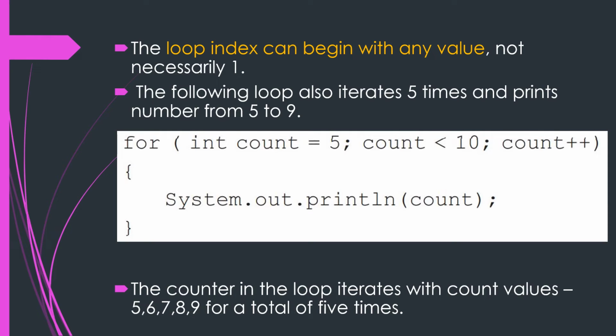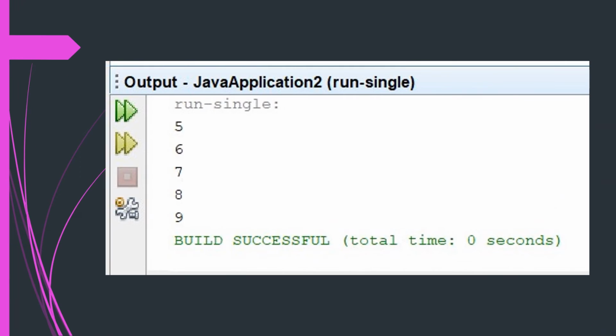Let us see its result. So this is the result. We have printed the numbers from 5 to 9 on separate lines: 5, 6, 7, 8, 9. So this was the output of the code that we have just seen.